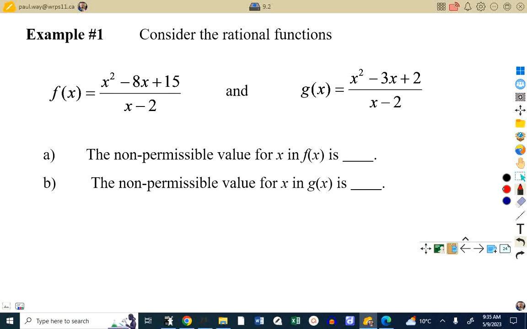Well, it's the value of x that makes either of them not defined. And we know when you have fractions, which is what a rational expression is, that you cannot divide by 0, which means that x cannot equal 2 in either of those two cases. Would you agree? Nothing complicated about that.